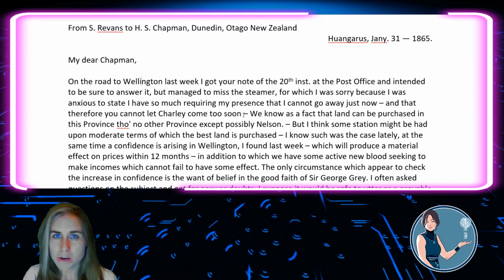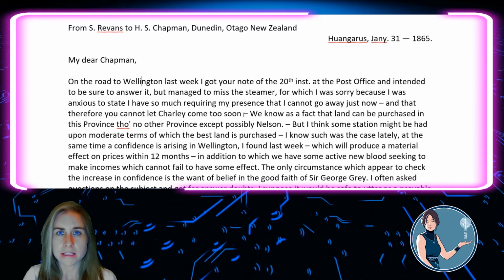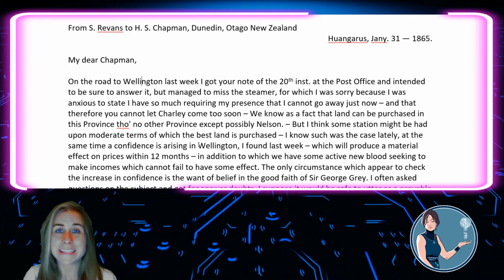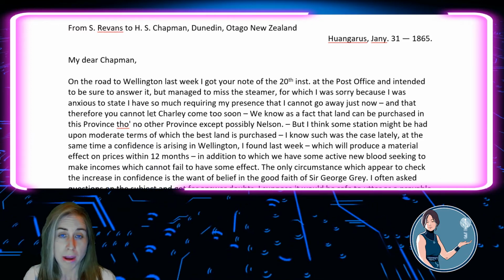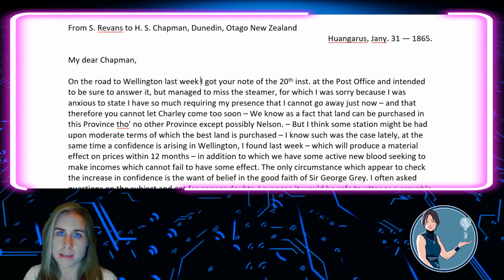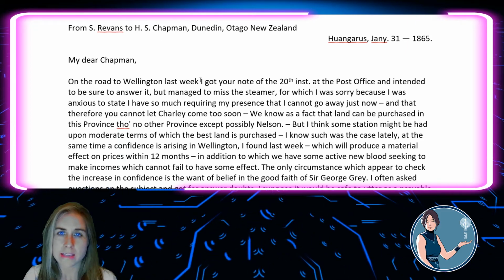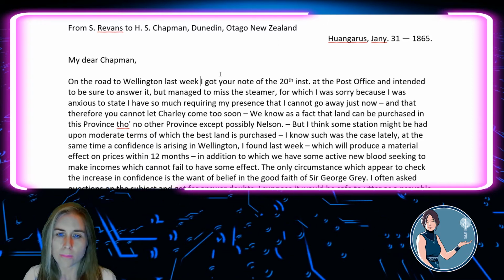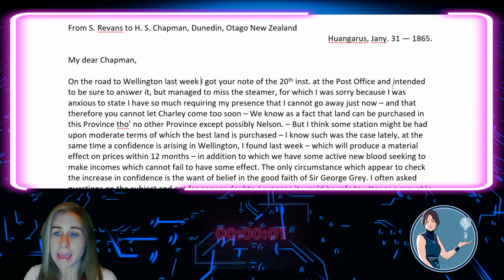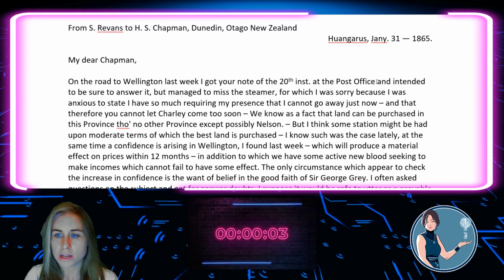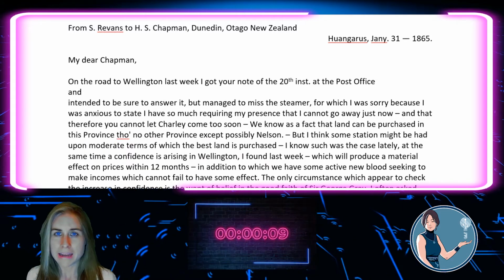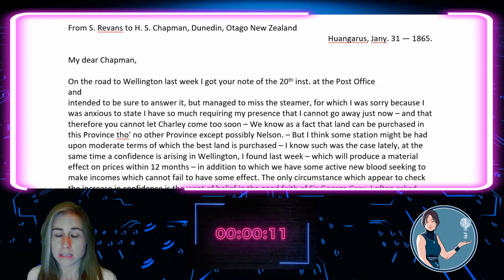But as I'm sure you could hear from the way I spoke, there are lots of clauses in this sentence. So how do we separate it out? Well, let's start with the first idea, the first subject-verb pairing. On the road to Wellington last week is a prepositional phrase. It just tells us when and where this happened, so we can kind of ignore it for the moment. I got your note of the 20th instant at the post office and. Now that and is a conjunction, so it's basically sticking two different clauses together. So I'm going to separate that and out and just work with this first clause here.